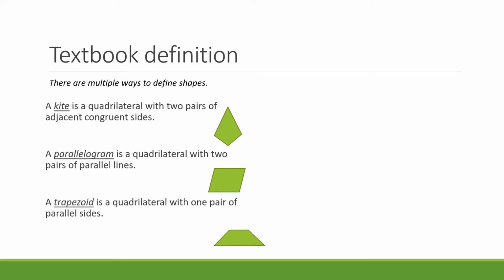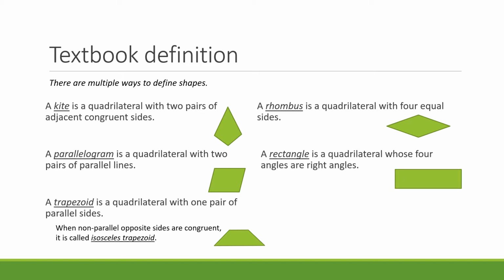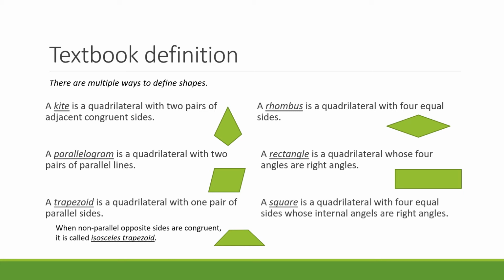Now, as a special case, if the non-parallel opposite sides are congruent, it's called an isosceles trapezoid. Now let's continue, and you have a rhombus. A rhombus is a quadrilateral with 4 equal sides. A rectangle is a quadrilateral whose 4 angles are right angles. And finally, a square is a quadrilateral with 4 equal sides whose internal angles are right angles, just like rectangles.